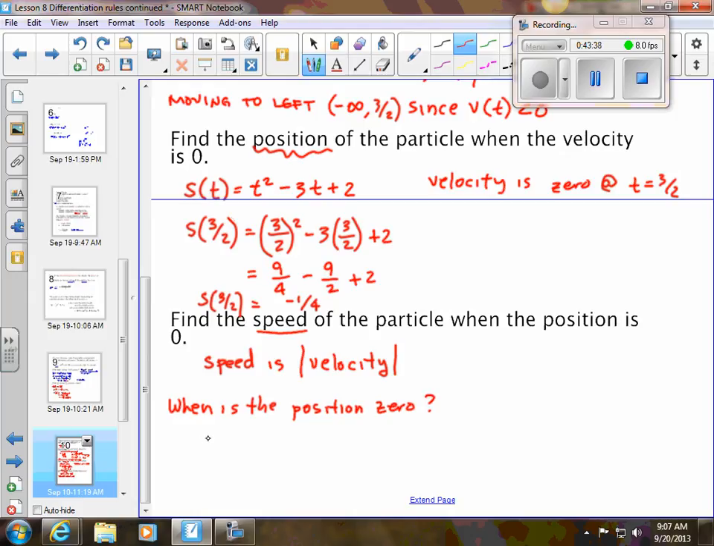I need to take the position function and set it equal to 0. I can factor this. Can you? And I will find that the position is 0 at t equals 2 and t equals 1. Doesn't that kind of make sense since we found that it changed direction when t was 3/2?